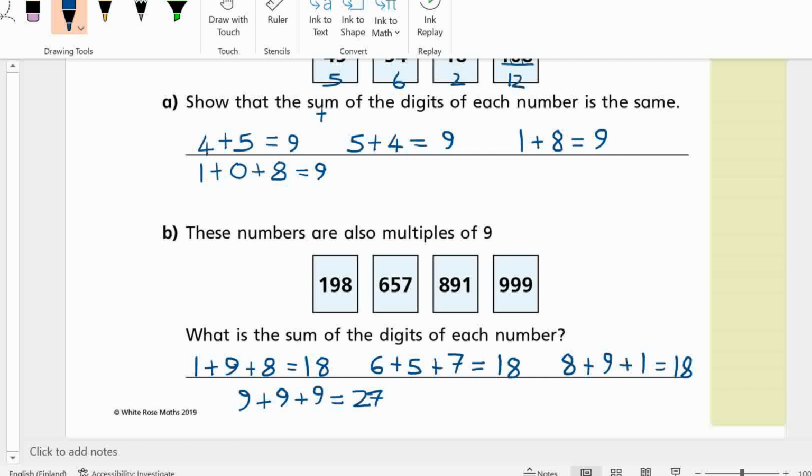Okay, well, they're all multiples of 9, aren't they? They're all in the 9 times table. So if you add all the numbers that make up a multiple of 9, you get a number which is in the 9 times table. Here you get 9, here you get 18, and here you get 27. Okay.